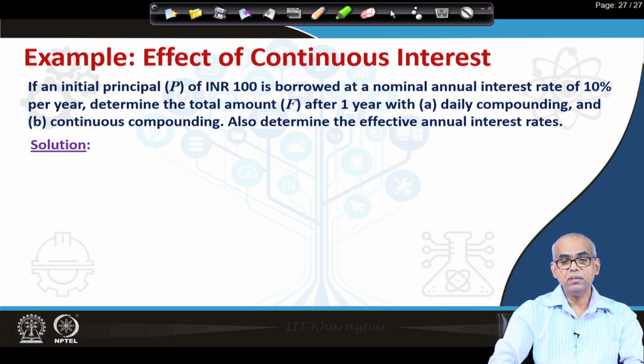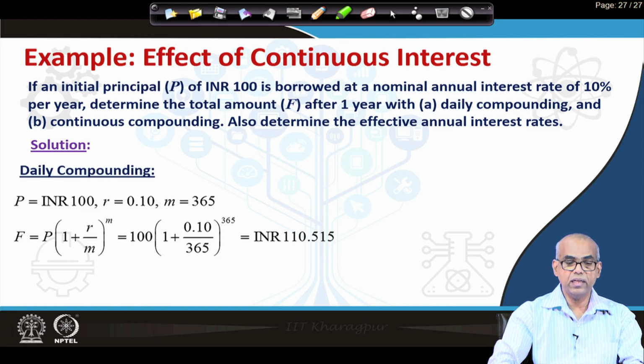Let us take an example on the effect of continuous interest. If an initial principal P of rupees 100 is borrowed at a nominal annual interest rate of 10% per year, determine the total amount F after 1 year with (a) daily compounding and (b) continuous compounding. Also determine the effective annual interest rates. So, you have to compute for both daily compounding and continuous compounding.